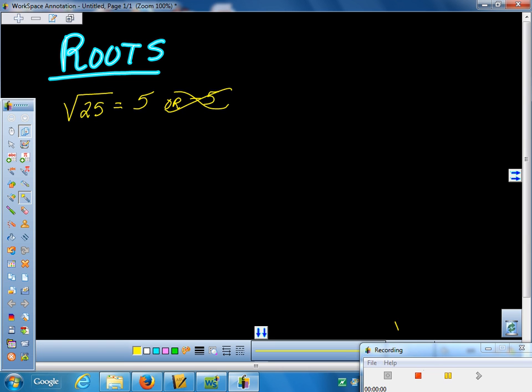So now, do you know how to read this? It's a cube root of 8. So what does it mean when you're doing a cube root? What number times itself 3 times makes 8? 2 times 2 times 2 makes 8. So yeah, the cube root of 8 is 2.